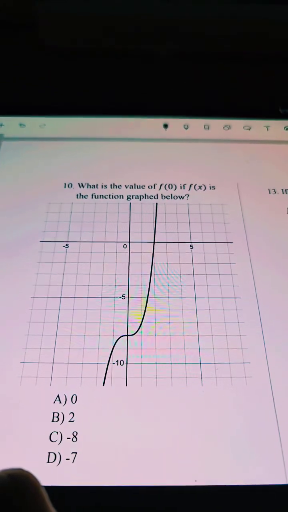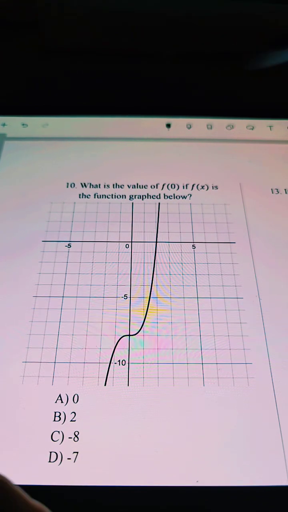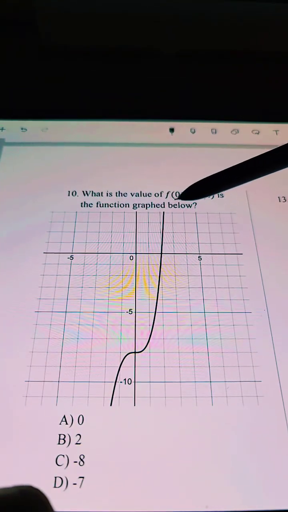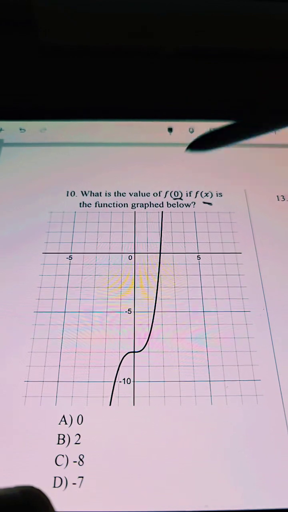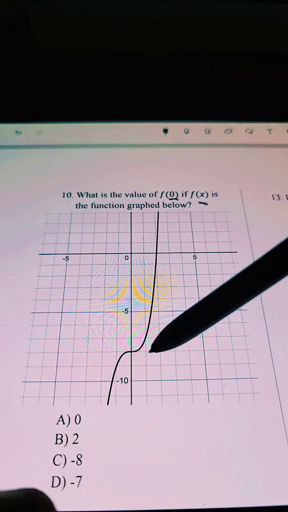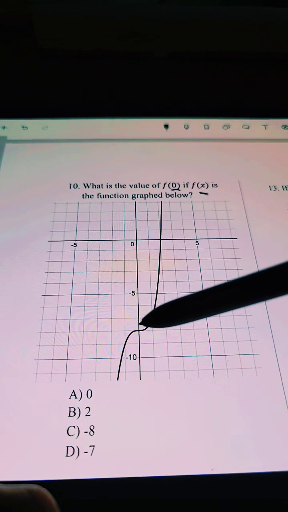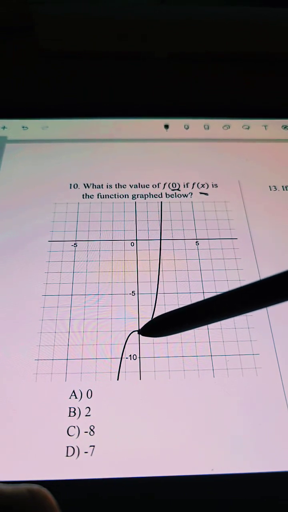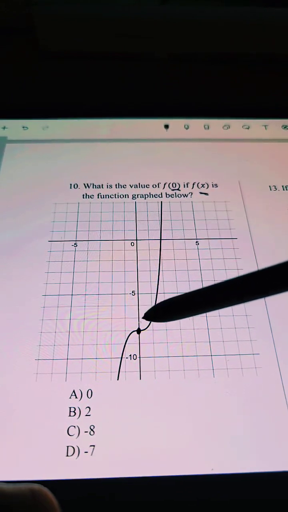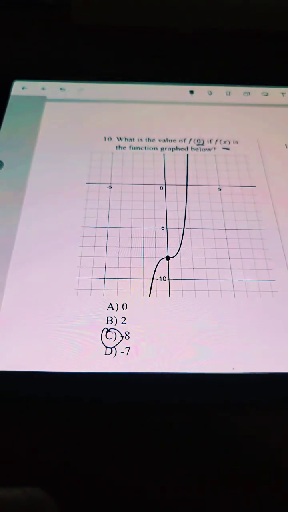So let's go to number 10. It says, what is the value of f of 0 if f of x is the function graphed below? So you see 0 is replacing the x right there. If we want to find f of 0, we need to find at x equaling 0, what is the y, basically, is how you can think about it. So when x is 0, the y right here is going to be, each of these squares is 1, so -5, -6, -7, -8. So that would be C.